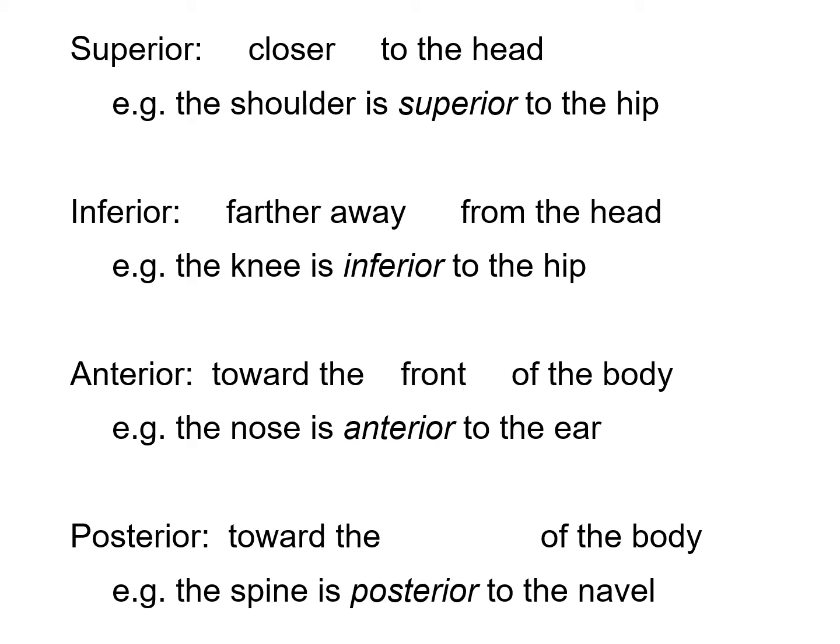Something is anterior if it's towards the front of the body. The nose is anterior to the ears. Your belly button is anterior to your lower back. It's closer to the front of the body than your lower back, obviously, hopefully, at least in the anatomical position. And then the opposite of anterior is posterior. Posterior means that the body segment or feature we're looking at is towards the back of the body. So the spine is posterior to your belly button.